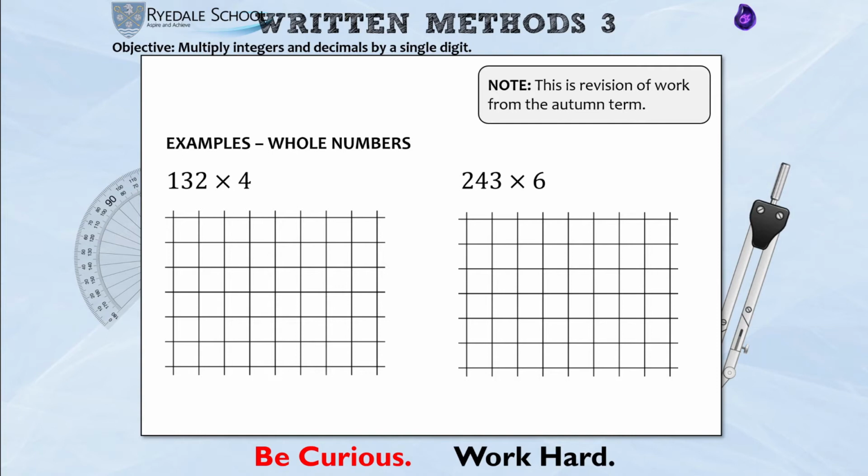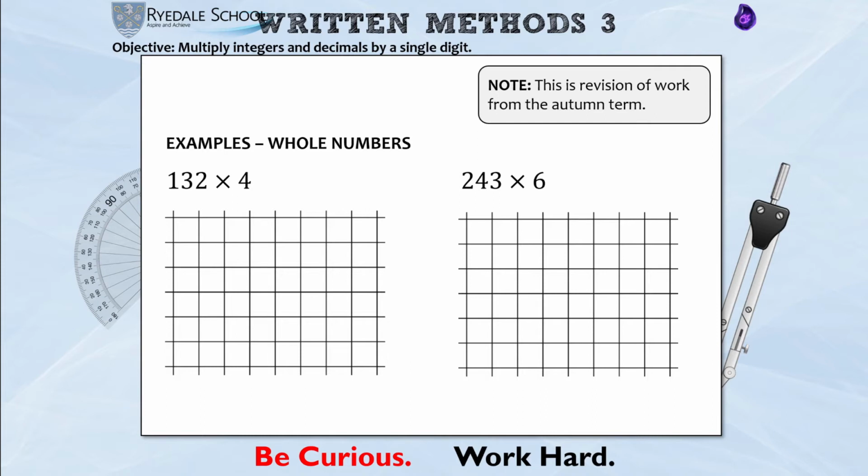I do hope you've managed to print out one of my sheets today. If that's not been possible, that is not a problem. Just make sure you write the title, Written Methods 3, and the objective: multiply integers, which are whole numbers, and decimals by a single digit. I will go through this work quite quickly because you have done this before and it is revision of work that we did in the autumn term. So this work should seem very familiar to you.